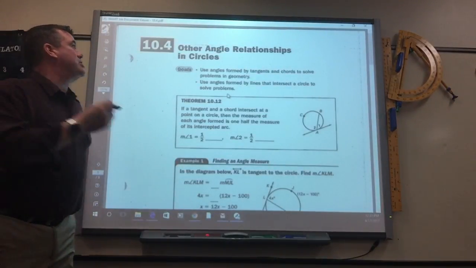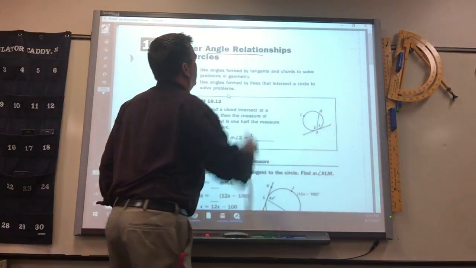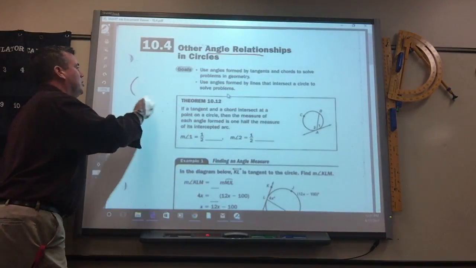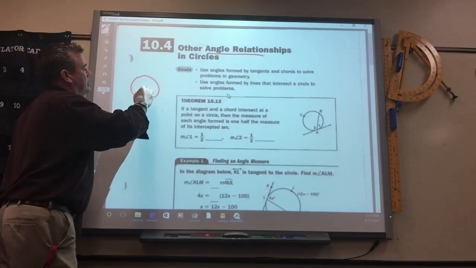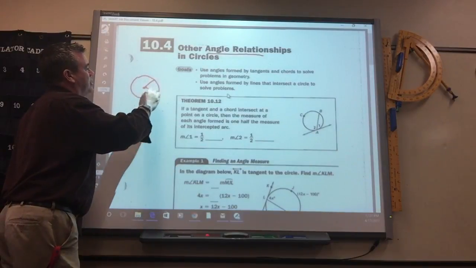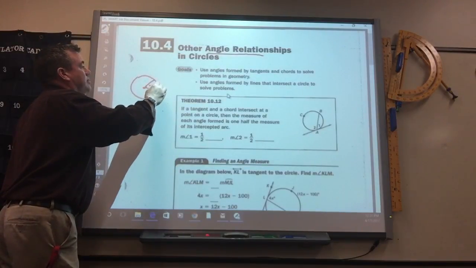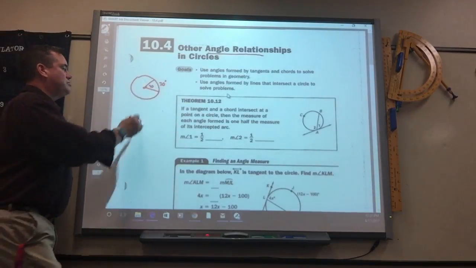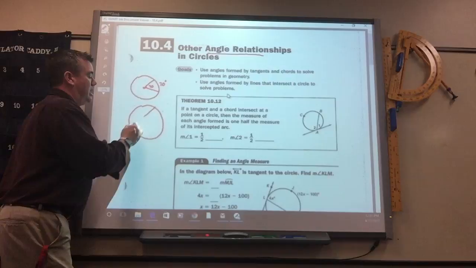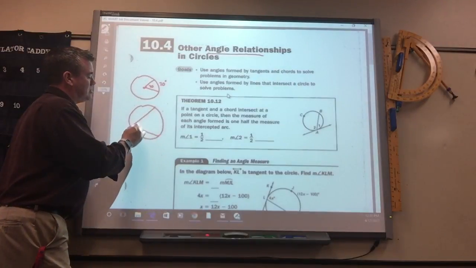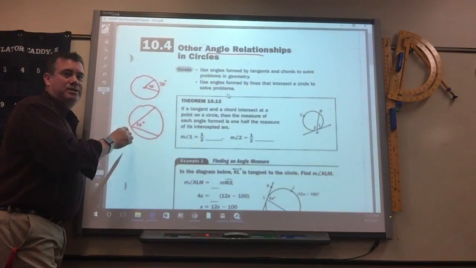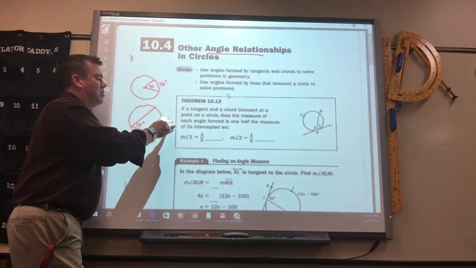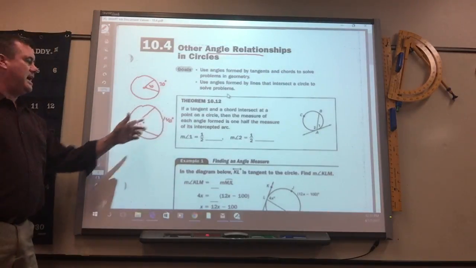All right. This is just some other angle relationships. We've learned so far that if you've got a central angle, the arc that it intersects is exactly the same. Then we had inscribed angles. If it's an inscribed angle, the arc is double. Or if you go backwards, the angle is half.